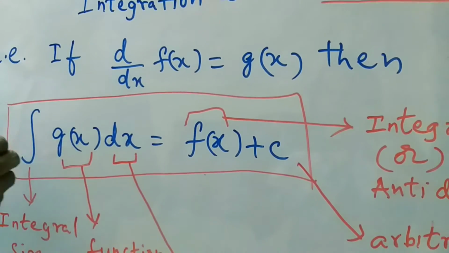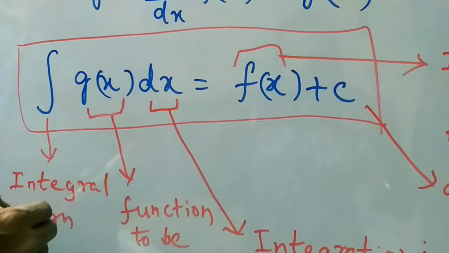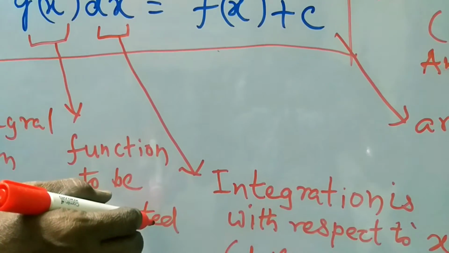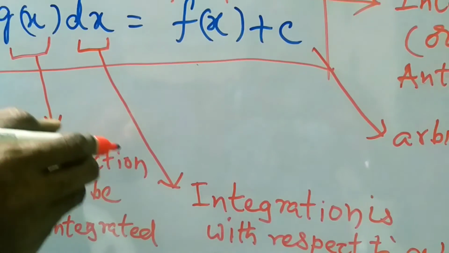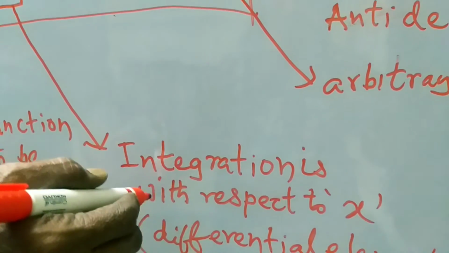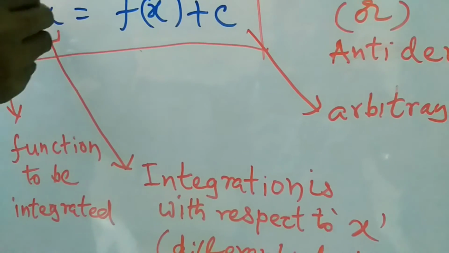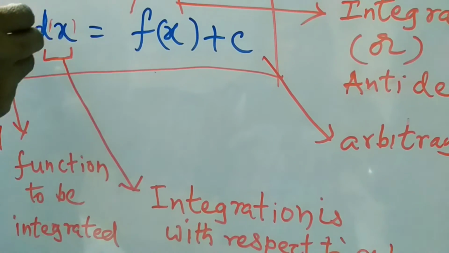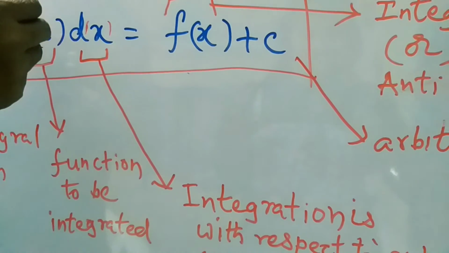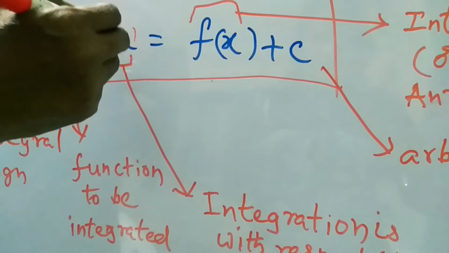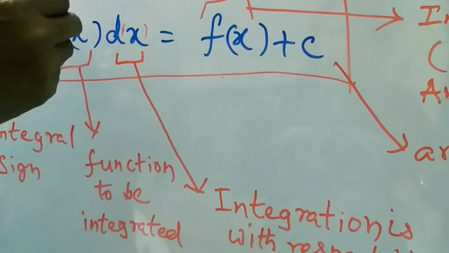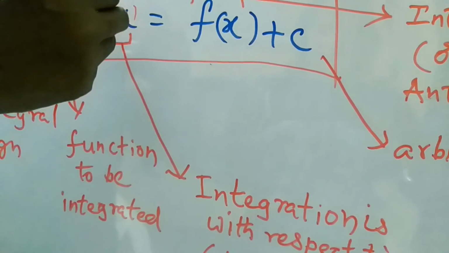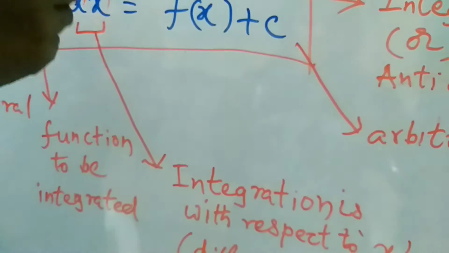This symbol is the integral sign, and g of x is the function to be integrated, and dx means the integration is with respect to x. Sometimes it is given with respect to y, sometimes with respect to z. If the function is in terms of z, we integrate with respect to z, and in terms of y, we integrate with respect to y like this.